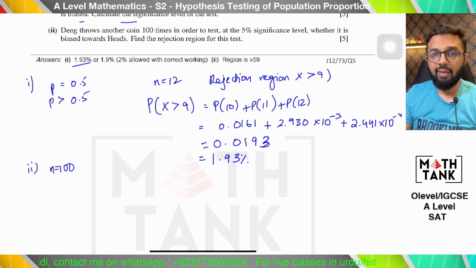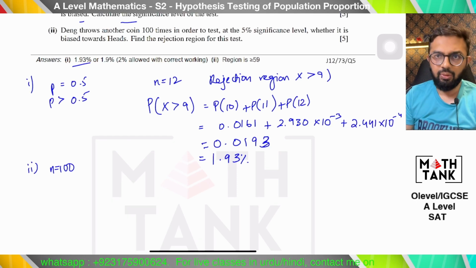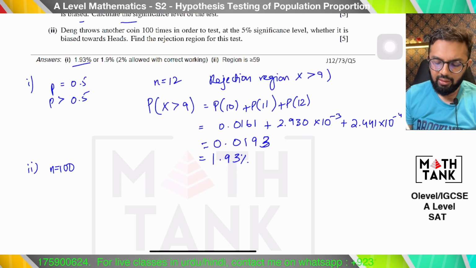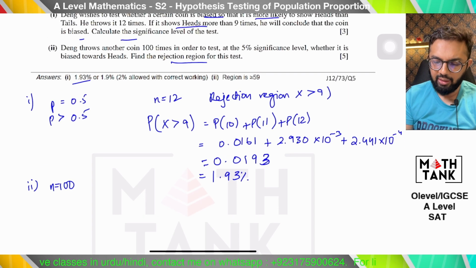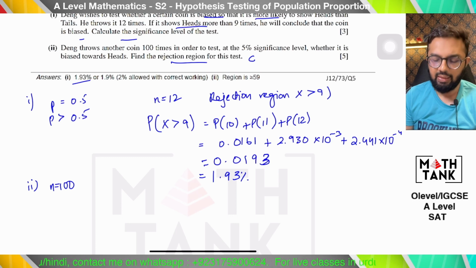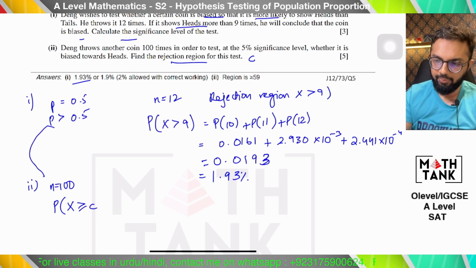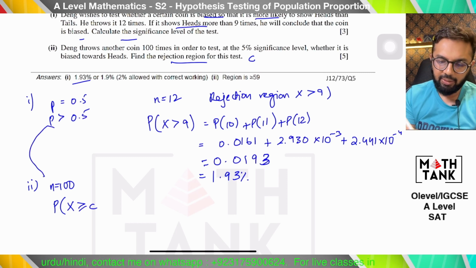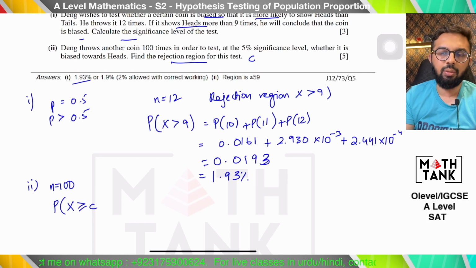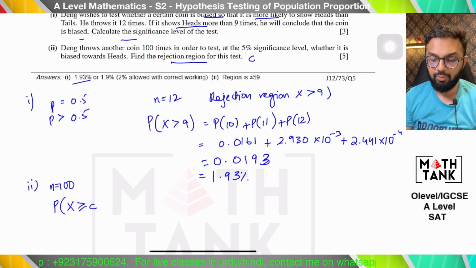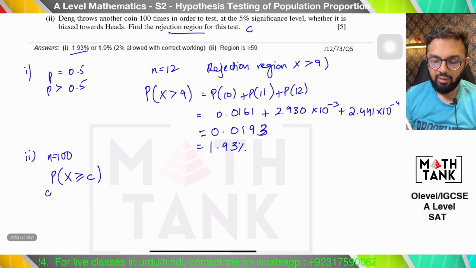Yeah, so I will have to convert this into a normal distribution because n is very large. So let's say I call the rejection region to start with x is greater than or equals to c, because it's going to be matching the sign. I don't know what c is, but I know that whenever I convert a binomial to a normal, I will have to do a continuity correction.